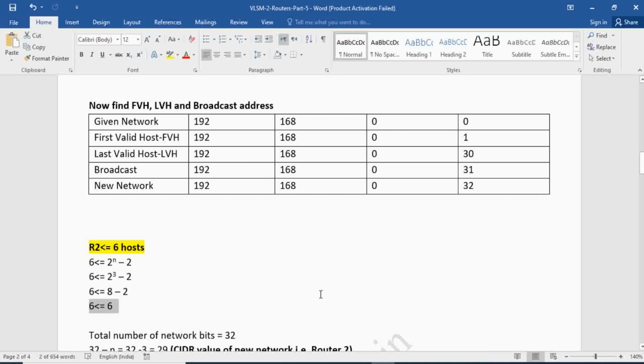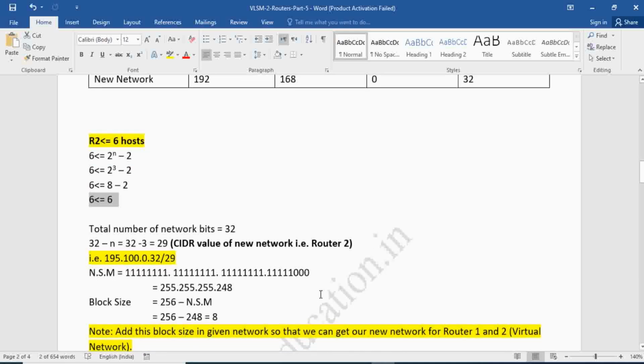Then we want to find the CIDR value, because without the CIDR value the router will not accept the route. The total number of network bits is 32. We need to minus the n value from 32. So 32 minus n equals 32 minus 3 equals 29. So the CIDR value is 29. That is 192.168.0.32/29 is the subnet. Move to the next question, how many hosts? So the answer is 6.